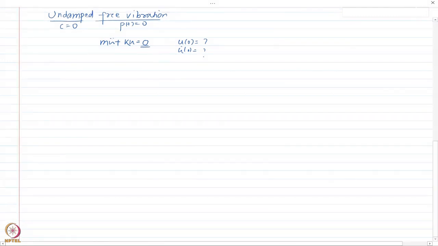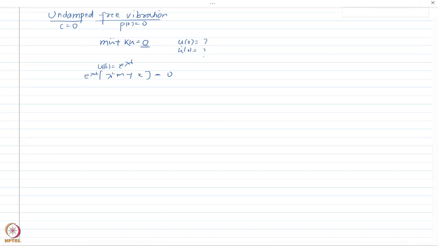Basically, let me write my general solution u of t as e to the power lambda t, and then we are going to substitute it back into the original equation so that, after substitution, I get the bracket term plus k, and that should be equal to 0. Now, the e to the power lambda t term would never be 0, it won't give me any feasible solution. So the only thing that can be zero is what I have in the brackets here, and that gives me the value of lambda.